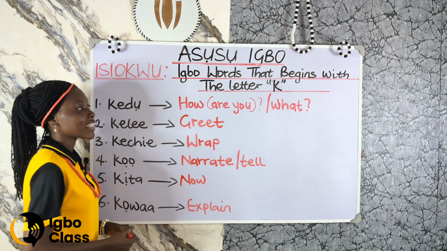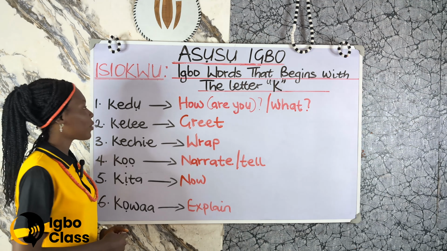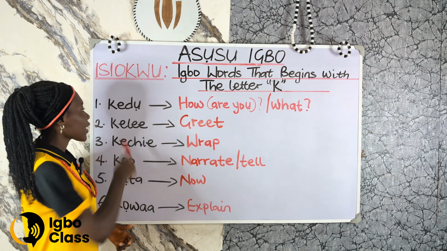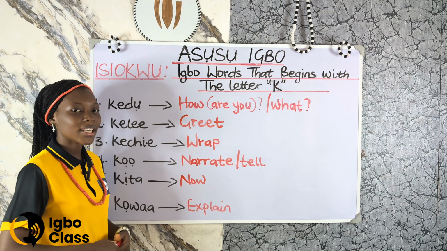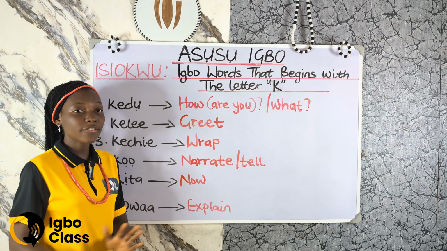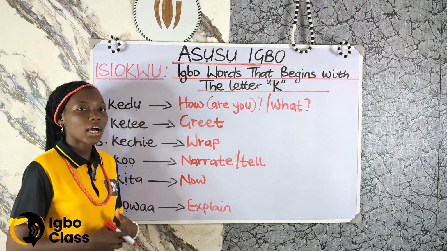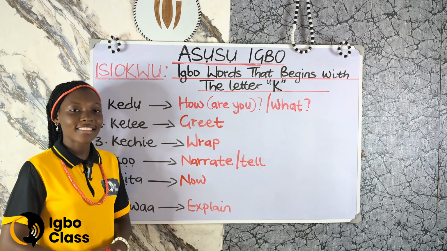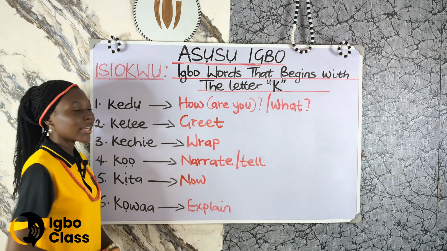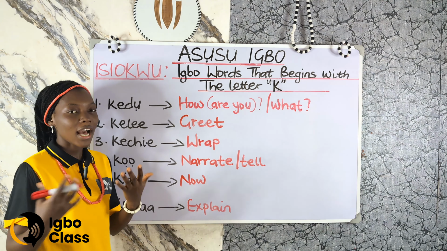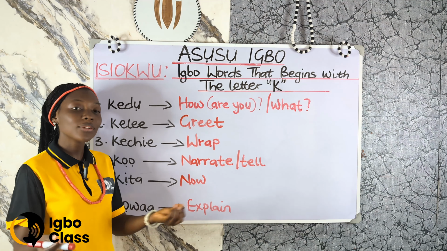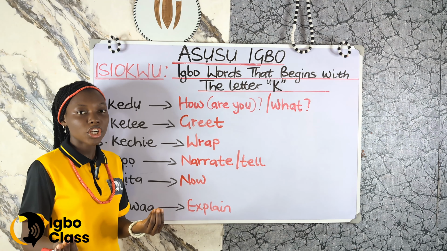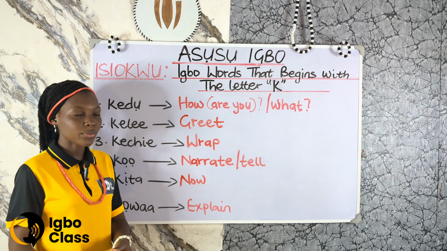Mkpụrụ edemede K, that is the letter K. Nke mbụ, the first on our list today is kedu. I believe you've made use of kedu as a beginner, as an Igbo person, as someone who converses using the Igbo language. So kedu can mean how, that is, how are you? A short form of kedu ka imere, that is, how are you? So you can use a shortened version of it, which is kedu.